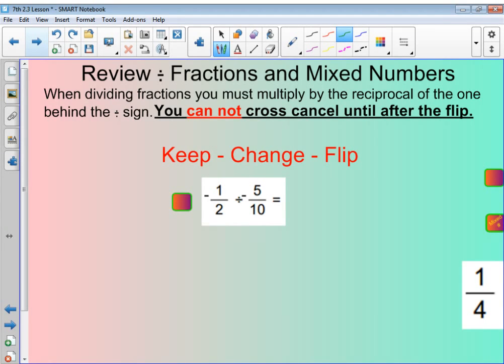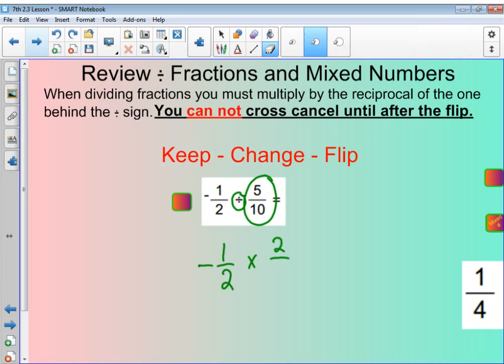Okay, so I'm gonna keep negative 1/2. I'm gonna change to multiplying, and I'm gonna flip this. So it becomes 10 over 5. I was doing some mental calculations there. Now when I look at this, I'm noticing between these, if I didn't notice, I could have reduced that 5/10. I've got 2 that would go into both of those. So 2 would become a 1, and my 2 would go into 10 5 times.